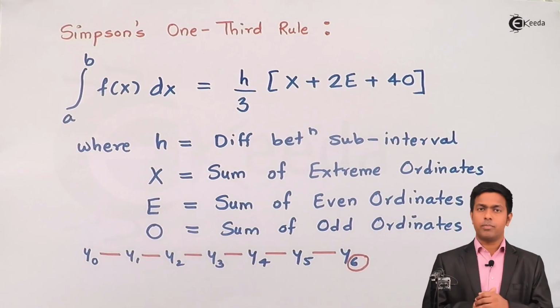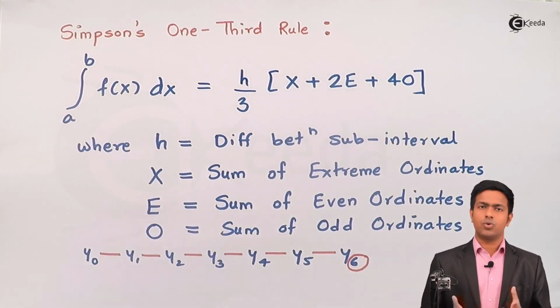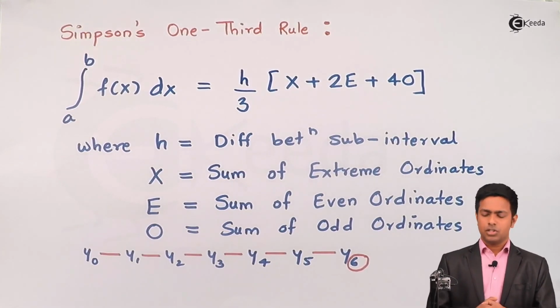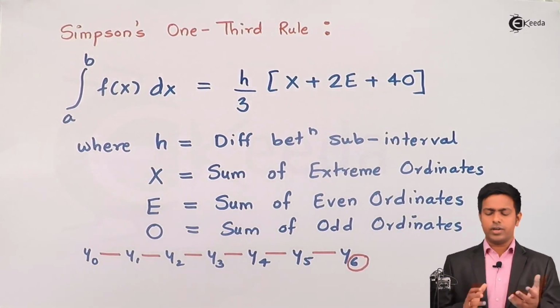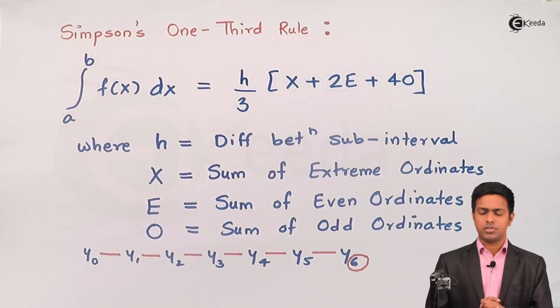You just have to remember this condition in your mind, and by using Simpson's one-third rule you can solve many numericals. I'm sure that you have understood Simpson's one-third rule and you want to learn more numericals on it.